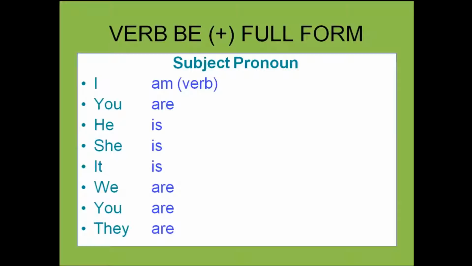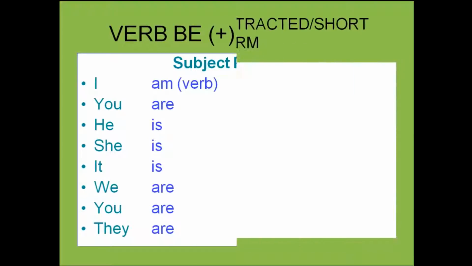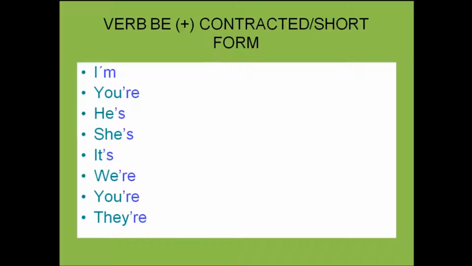The subject pronouns are used with the full form of verb to be, and they are also used in the short form. For example, I am, and the short form is I'm. You are, and the short form is you're. He is, and the short form is he's. She is, and the short form is she's. It is, and the short form is it's. They are, we are, you are, the same, they all have short forms. For example, you're comes from you are, we're comes from we are, and they're comes from they are.